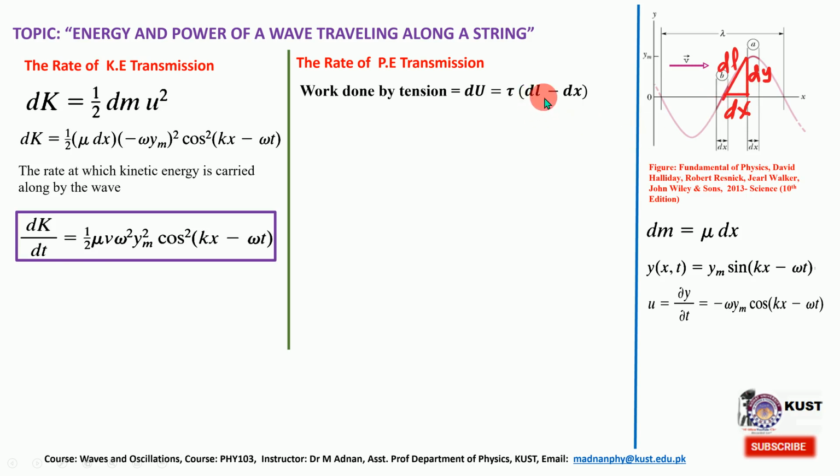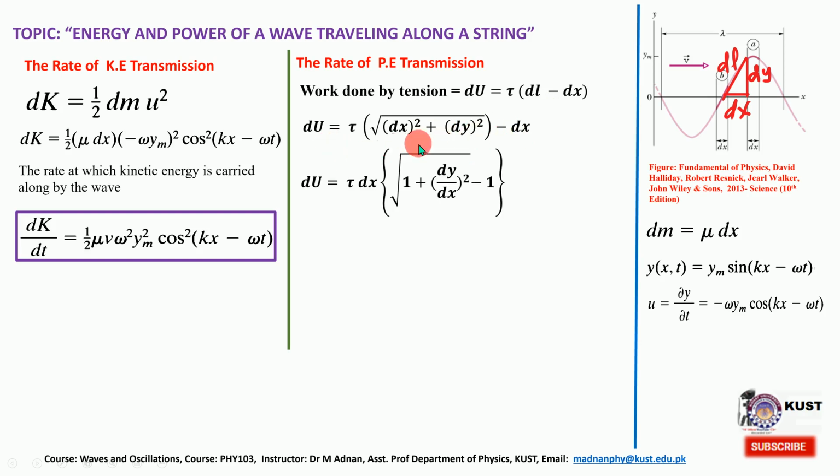So the stretched length minus the unstretched length will give the amount of displacement that is there because of this tension. This is a small portion, but we have shown it here just to visualize things. Now if we use the figure to convert this stretched length, dx square plus dy square under the root will be equal to dl, and this dx will be the same.